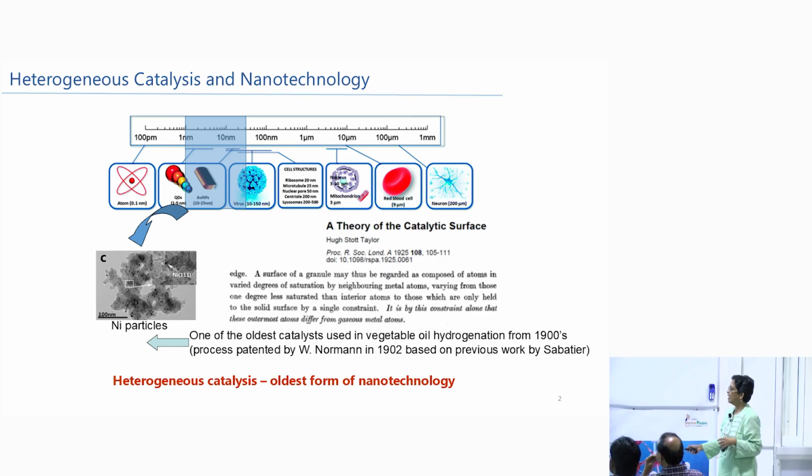So I would say that heterogeneous catalysis is the oldest form of nanotechnology, without ruffling too many feathers around. Even though they did not call it nano, they realized that there is something unique about the surfaces of nanometals, especially when the particle size reduces, right?